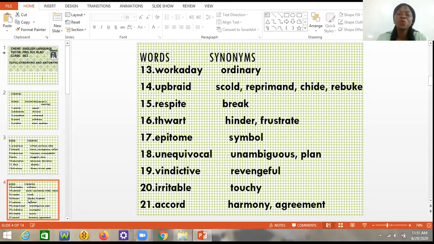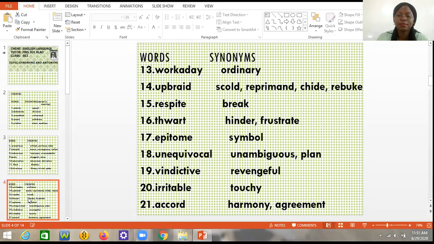Now, rebuke can replace what? Upbraid. It can replace scold, it can replace reprimand. You can use them interchangeably. Respite: break. Thwart, you know they say nothing can thwart God's plan for our life. Another synonym for thwart: hinder, frustrate. Epitome. Somebody is an epitome of beauty. Another synonym for epitome is symbol.